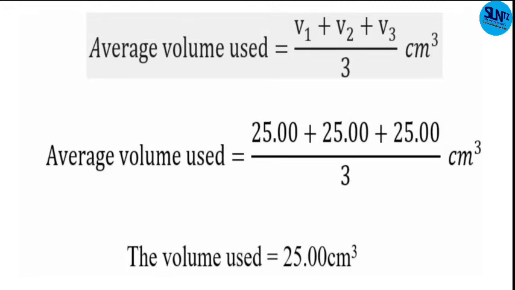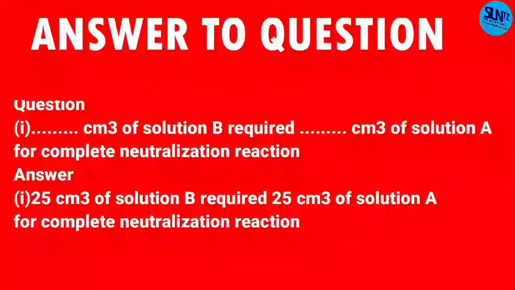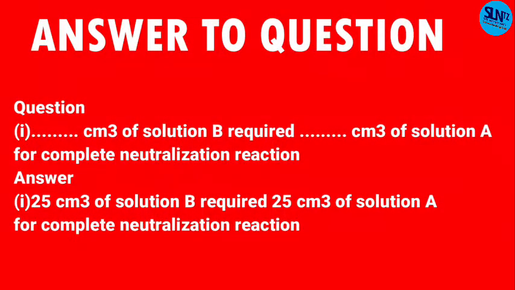Average volume used according to our titration values: 25 plus 25 plus 25 mL or centimeter cube divided by 3. After calculations, the volume used is 25 centimeter cube. The answer for that question is: 25 mL of solution B required 25 mL or centimeter cube of solution A for complete neutralization reaction.